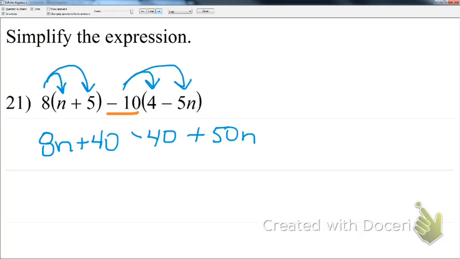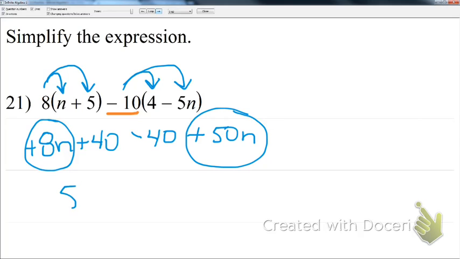Now you're ready to combine your like terms. Identify your variable terms first. Use those rules of signs. That's a positive 8n. So 8 plus 50 is 58n. And then combine your constants. Now what do you notice about these two constants? You have a positive 40 and a negative 40.